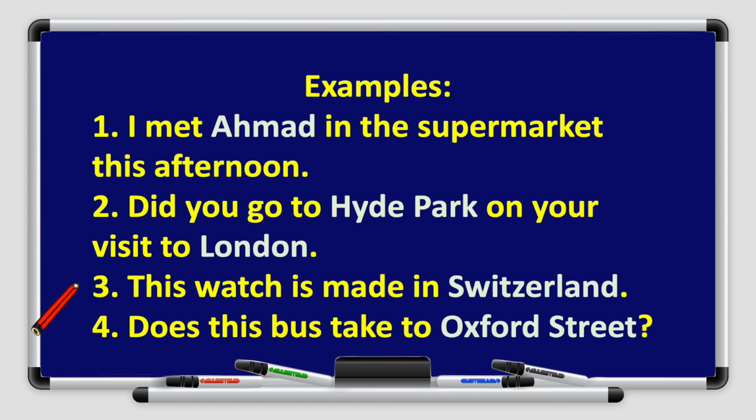Number 3, this watch is made in Switzerland. So Switzerland here is a country. We have to capitalize the first letter. Number 4, does this bus take you to Oxford Street? It's a name of a street.